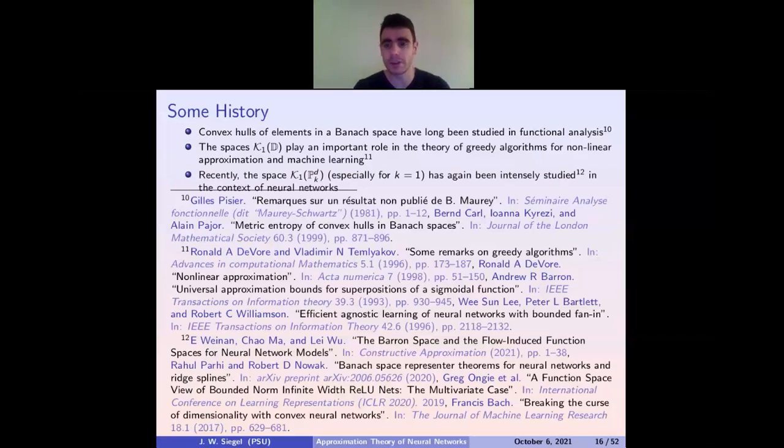And recently, because there's been a big explosion in the field of neural networks, there's been a revived study of these spaces of functions given by the convex hulls of sigma of omega dot x plus b. So here are some references about where these things come from. These things have been studied for quite a while in statistics and machine learning.